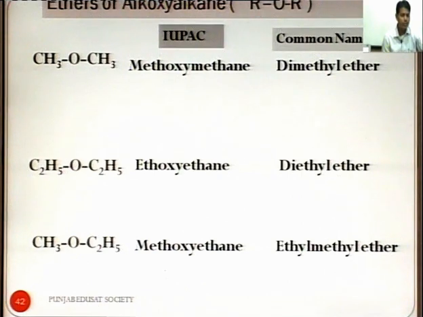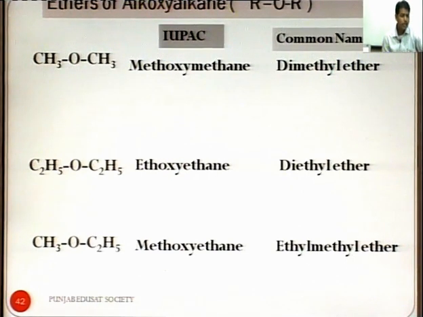C2H5OC2H5. On both sides of the O is an ethyl group. So the IUPAC name is ethoxyethane. One oxygen is attached with one ethyl group and the name formed is ethoxy, and the other ethane is the alkane, that is ethane, ethoxyethane. The common name is diethyl ether.